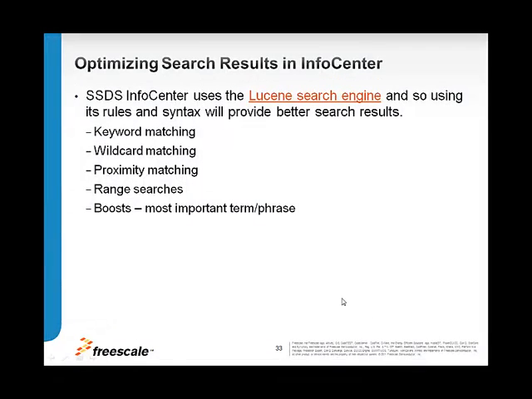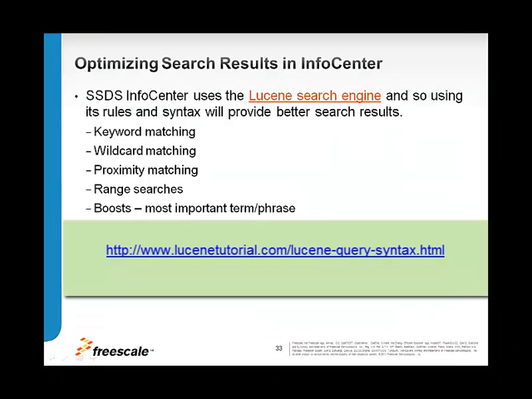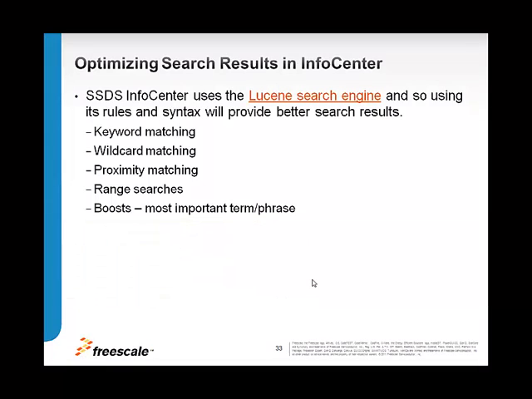Since the Information Center is actually HTML technology, one of the features of the Info Center is the Lucene search engine. That's what drives the search function within the Info Center. And there are certain rules and syntax benefits that we can gain from the Lucene search engine, such as keyword matching, wildcard matching, proximity searching, and so forth. And if you follow this link, you can see all those rules and apply them as you're doing your searches within the Info Center.